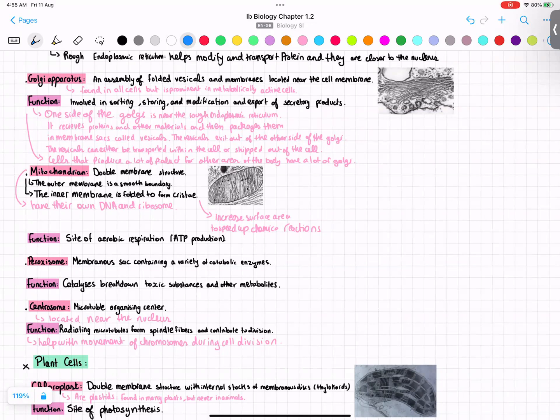Like I said in the previous video of section 1.1, we're going to be learning about respiration in chapter 2.8, but you have to know that aerobic respiration requires oxygen, and one of its products is ATP. ATP is adenosine triphosphate, which provides energy for the cell, because many functions take place due to ATP because we need it. Anyways, a peroxisome is a membranous sac containing a variety of catabolic enzymes. The minute we see enzymes and catabolic, we directly know that it catalyzes and breaks down toxic substances and other metabolites.